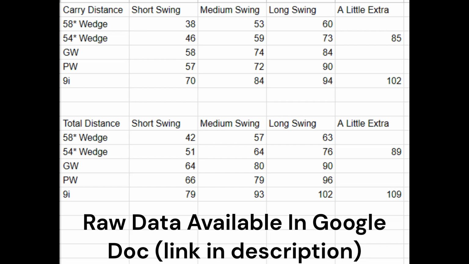You can see the top table is carry distance, the bottom table is total distance, and I put them in a table here so it helps me better visualize and understand what the numbers were saying. So you can see here, for example, my 58-degree wedge, the short swing, carried 38 yards, rolled out to 42. The medium swing carried 53, rolled out to 57. The long swing carried 60, rolled out to 63.